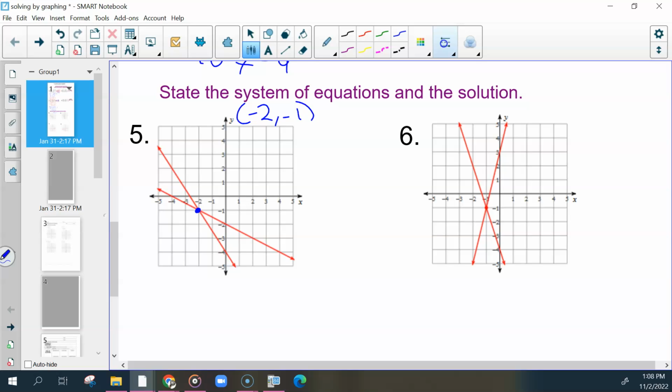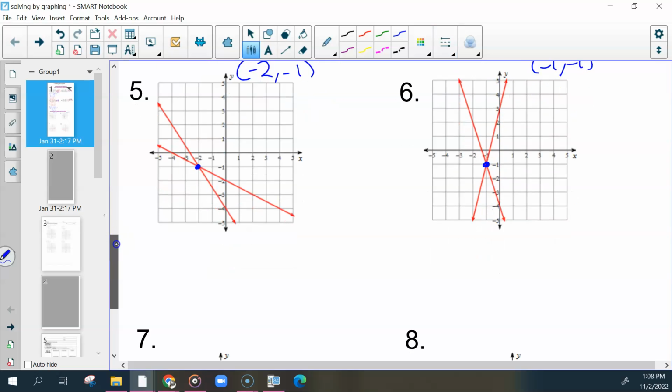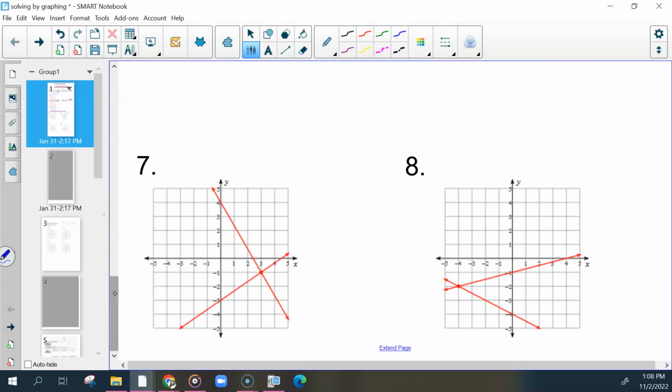So what would the answer to 6 be? -1, -1. The answer to 7. 3, -1. And the answer to 8. So as long as they intersect in their graph correctly, you can find the intersection point, and that would be your solution.